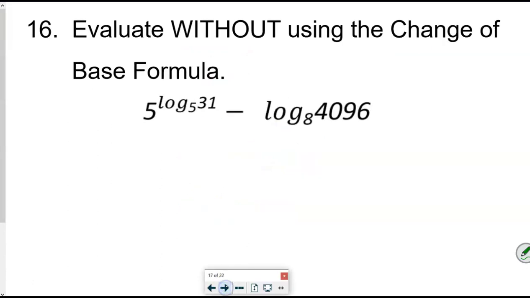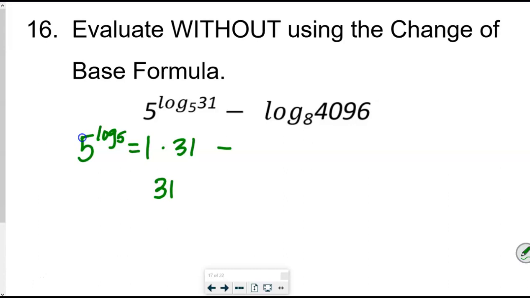Okay. All right, 16 says evaluate without using the change of base formula. Okay, so everybody needs to watch me here. 5 to the log base 5 of 31 is equal to 31, okay? Now up here, we're going to subtract from it.